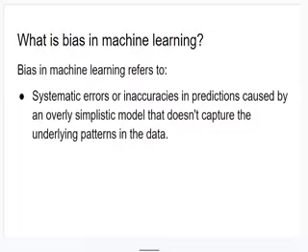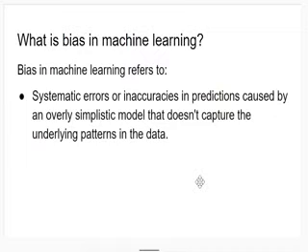So the next question in data science interview: what is bias in machine learning? Bias in machine learning refers to those systematic errors or inaccuracies in our predictions that are caused by a simplistic model that doesn't capture the underlying patterns in the data. Those errors and inaccuracies in the model that don't capture the underlying pattern in the data are called bias in machine learning. This term bias is used for those errors and inaccuracies.